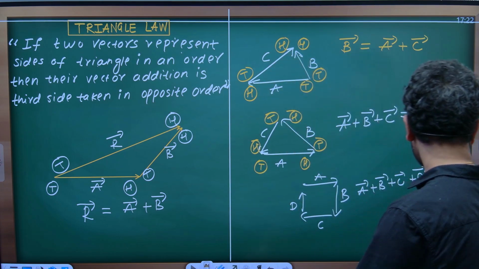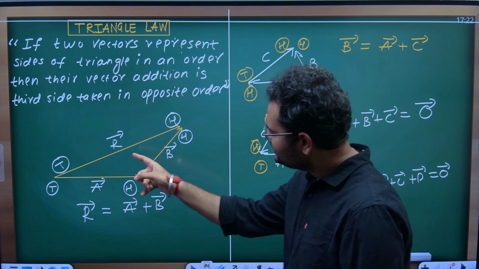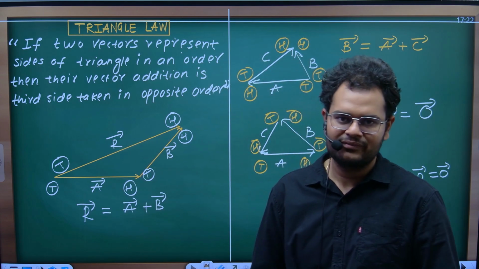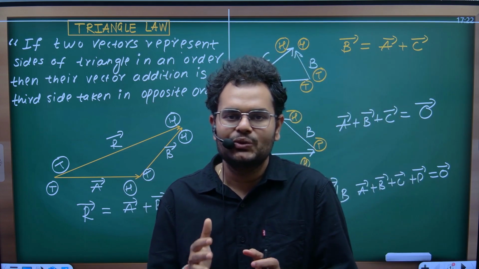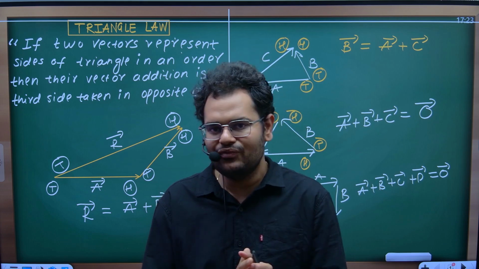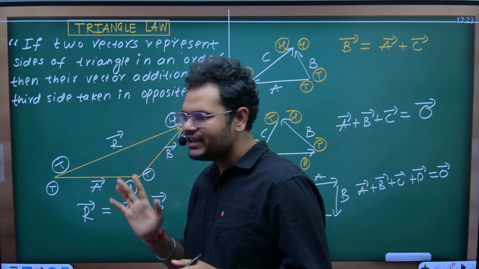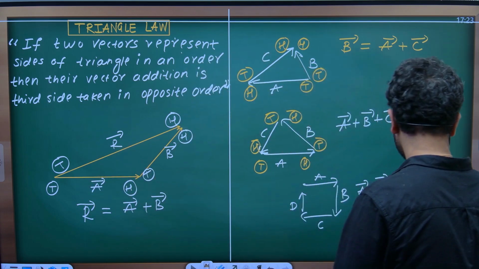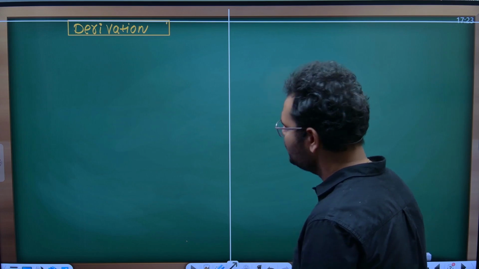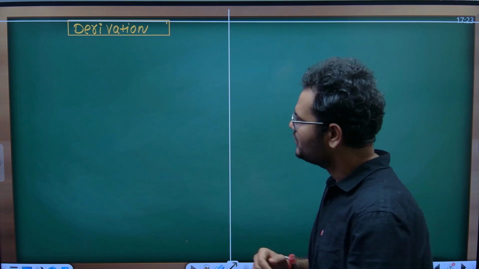How it is to be taken in order, right? Now the important part is, I want the length of this resultant. See, just showing the vector will not help. We have to find the length of this and also the direction. So what to do now? Now we have to derive this. Okay, let us start our derivation.